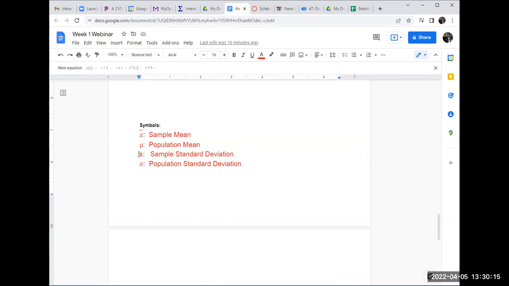And sample standard deviation, since it starts with an S, we use S. That one's an easy one. So that's a standard deviation of the sample, which turns out to have a slightly different formula than the population. And that's why you had to click it on that app that I wrote.